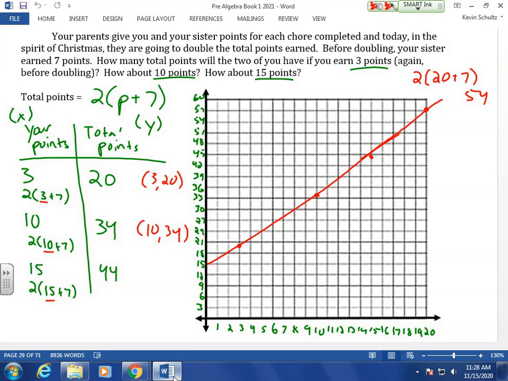The reason why this doesn't cross at the origin here, down at 0, 0, is because if you are lazy and earn 0 points, we put a big old donut here. Okay. Your sister 7 still gets doubled, and 7 times 2 is 14. So if your point total, the x-axis here, is 0, you still get 14 points, right? Because your sister at least did something. So, ta-da! More or less, that's what your graph should look like for this question.